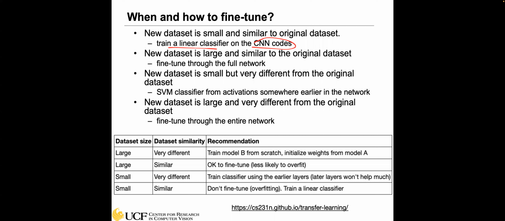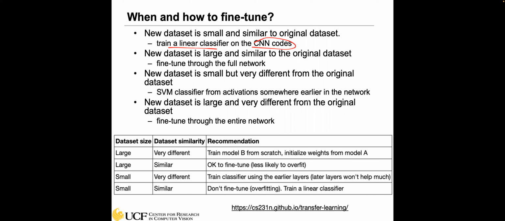Another case is when the new data set is small but very different from the original data set. If you use ImageNet as the original data set, medical images will be very different, right? What we can do is train a linear classifier here. I'm just using a support vector machine, which is very popular. You can use a linear SVM classifier.